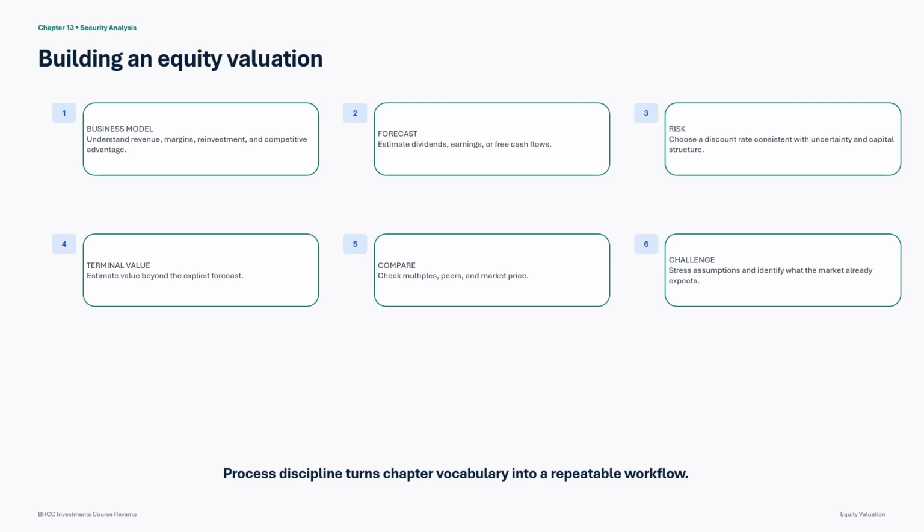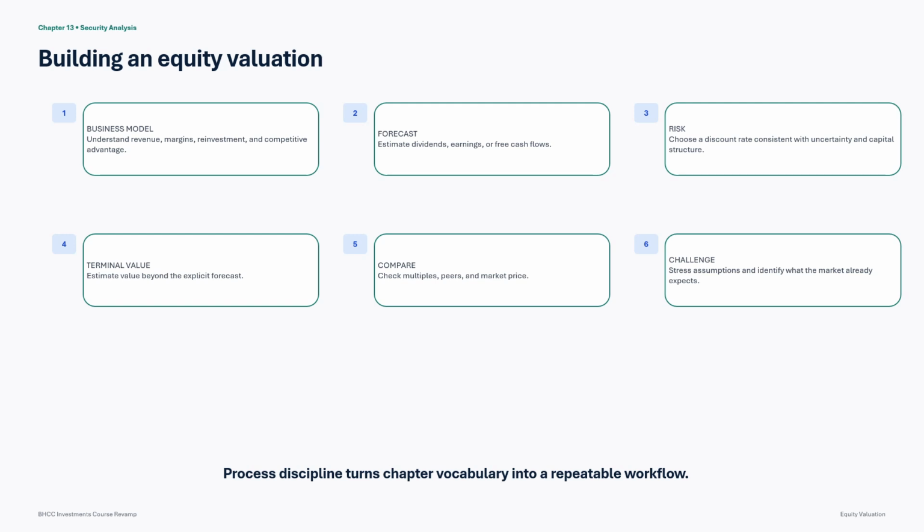Step 5 is comparison. Check the result against market price, peer multiples, historical ranges, transaction evidence, and alternative valuation methods. A cross-check does not prove the estimate, but it can reveal unreasonable assumptions.